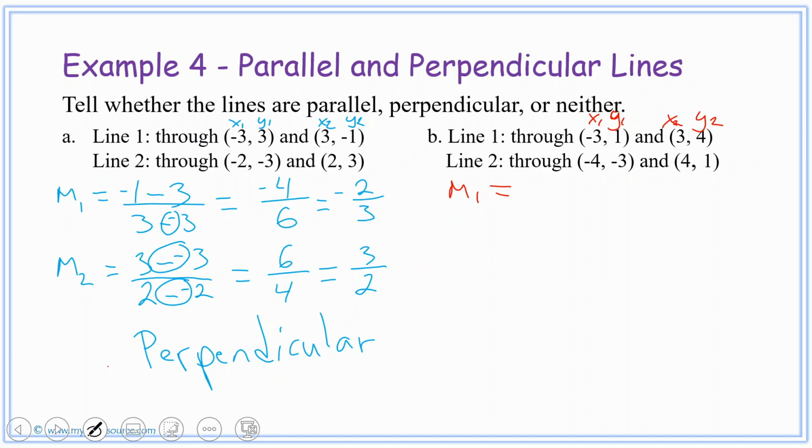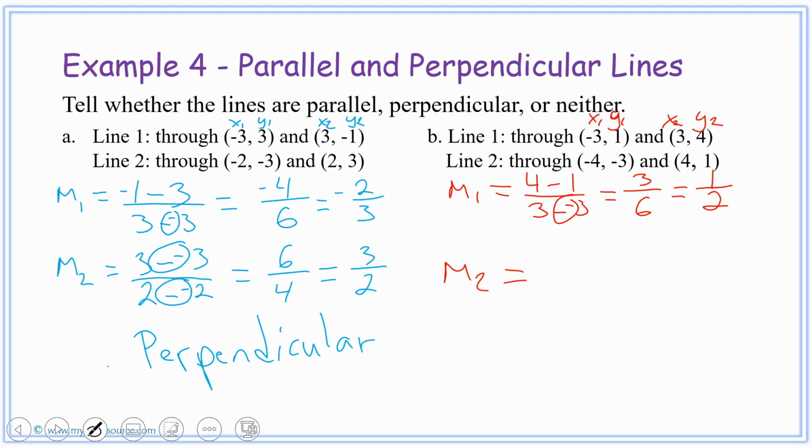That's going to be y2 subtract y1, so 4 subtract 1 over x2, which is 3, subtract x1, which is negative 3. 4 subtract 1 is 3. The two negatives in the middle become a positive, so 3 plus 3 is 6. And this easily reduces down to 1/2. All right, let's try M2, the slope for line 2. And we'll use the labels again from the top.